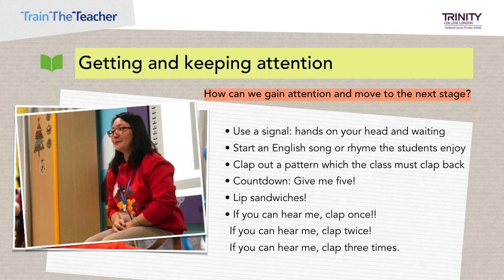You can use an English song that the students like to signal the beginning of a particular section of your lesson. Another way is clapping a pattern that the students need to repeat and continue until you have everyone's attention. Or use a countdown, like give me 5, 4, 3, 2, 1.